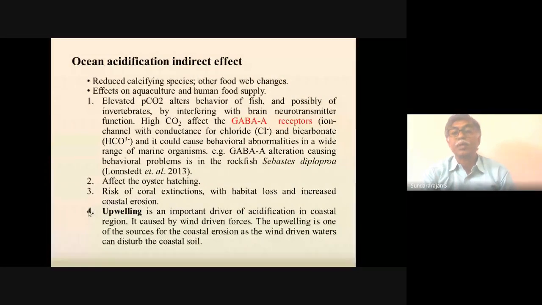Another important process is upwelling in the coastal area, an important driver of acidification. When wind-driven upwelling happens in the coastal areas, the bottom sediments come up. The bottom sediment contains mostly organic compounds and clay compounds, and is in a slightly acidic condition. It will disturb the coastal soils also, and then carbonate variations will occur.